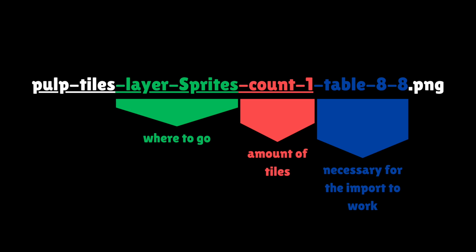It is mandatory to include that part for every single PNG that we want to import. Otherwise, it will not work. Two other things to mention. If your tile in the Pulp editor has additional frames, then try to export it and see what the file name looks like. It will be even longer because it will have to reflect that kind of information. And the other thing is that if you just use example-image-table-8-8.png, it will work, but the image will end up in the world layer.